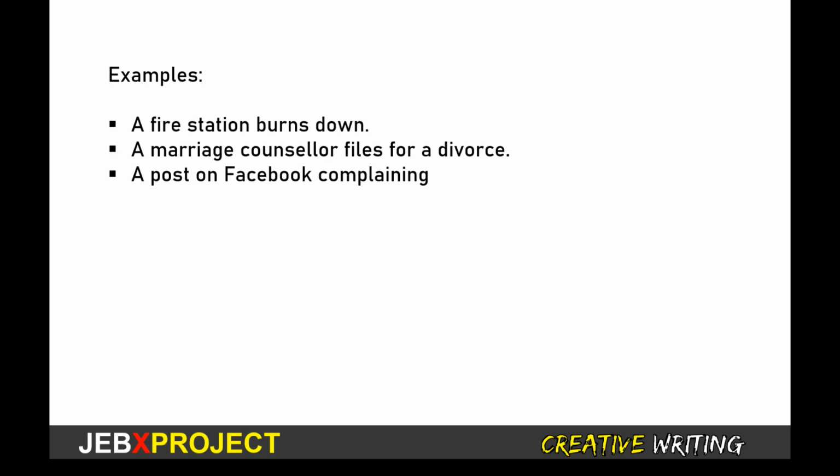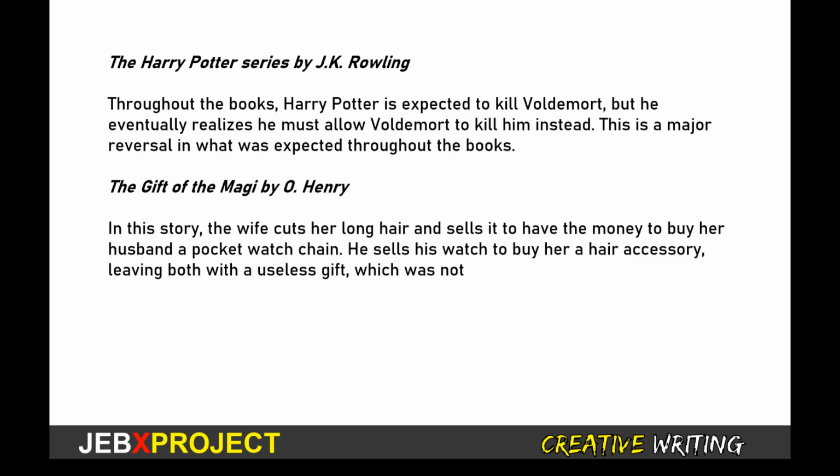So sa Harry Potter, throughout the books, Harry Potter is expected to kill Voldemort, but he eventually realizes that he must allow Voldemort to kill him instead. So this is a major reversal in what was expected throughout the books. Okay, so Harry Potter allowed Voldemort to kill him first.